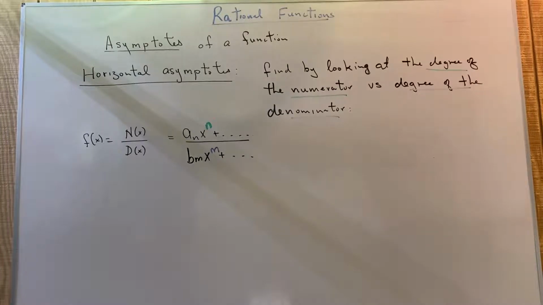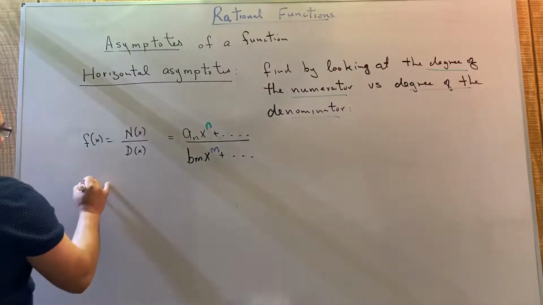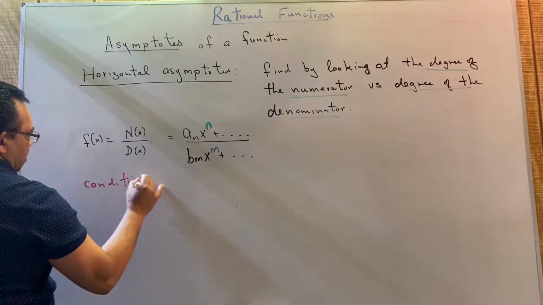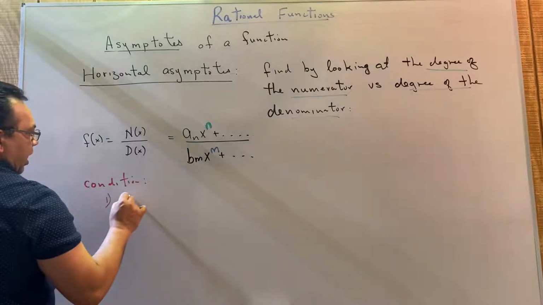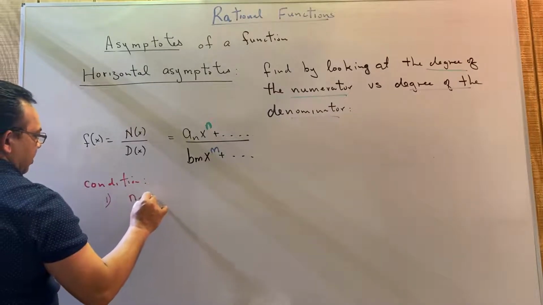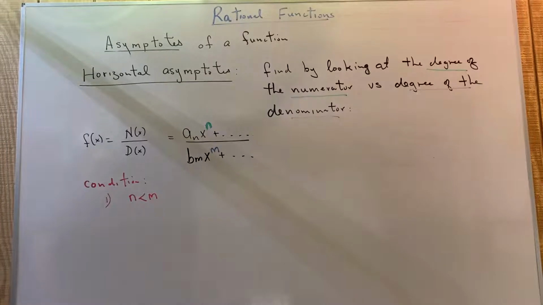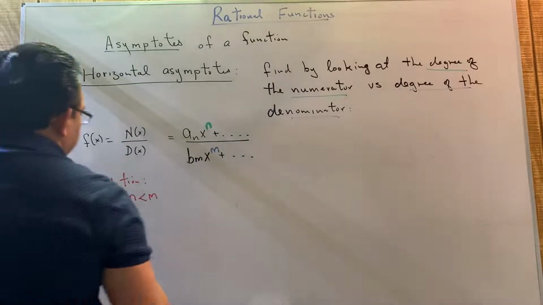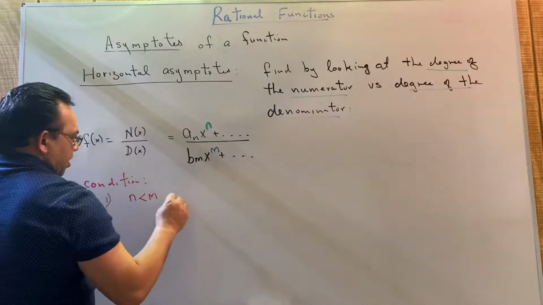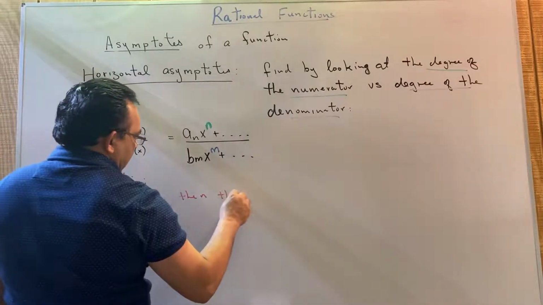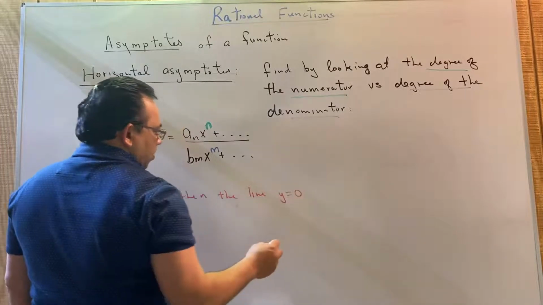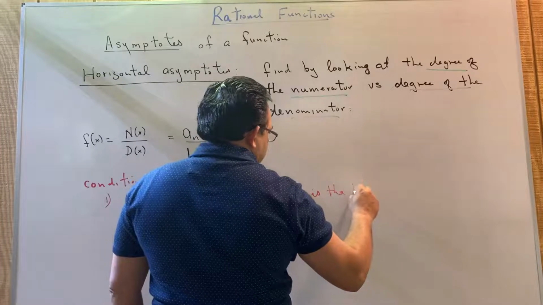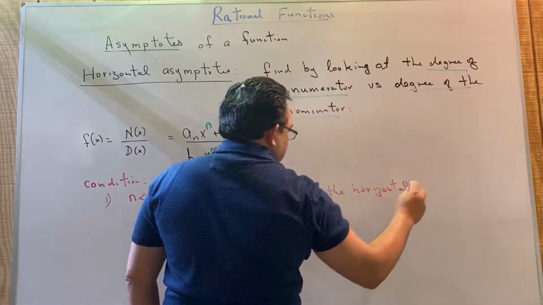The graph will have a horizontal asymptote, okay? If, condition 1, or scenario 1, n could be less than m, okay? n could be less than m. And if n is less than m, if the power in the numerator is smaller than that of the denominator, then the line y equals 0 is the horizontal asymptote.